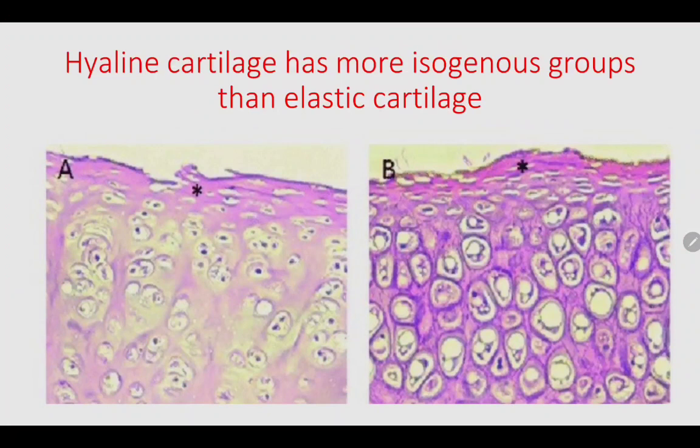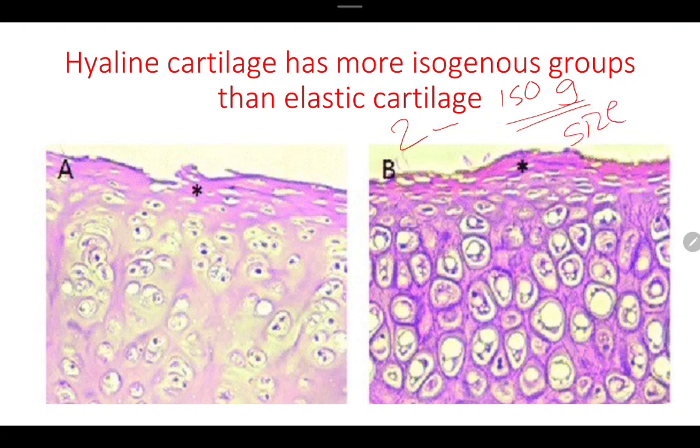Hyaline cartilage has more isogenous groups than elastic cartilage. So, we have two methods to differentiate the two. First is the abundance of your isogenous groups. And then the second thing we look at is the size of the chondrocyte. The bigger the size of the chondrocyte, that is elastic cartilage. When the chondrocyte is smaller, that is hyaline cartilage.